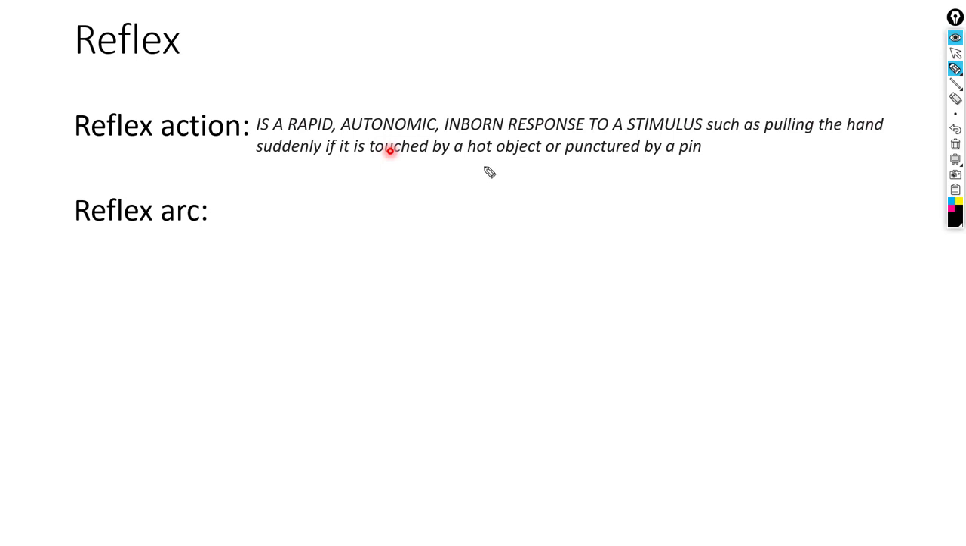Now the reflex is not fully controlled by the brain, it is controlled by the spinal cord. There are two terms that we need to know: the reflex action and the reflex arc. Learners sometimes get confused with these two. The reflex action is a rapid, autonomic, inborn response to a stimulus, such as pulling the hand away suddenly if it is touched by a hot object or punctured by a pen. So reflex action is an action which is done quickly by the body.